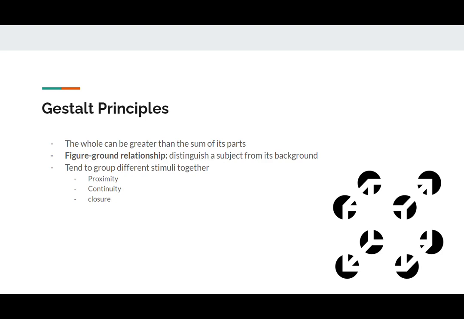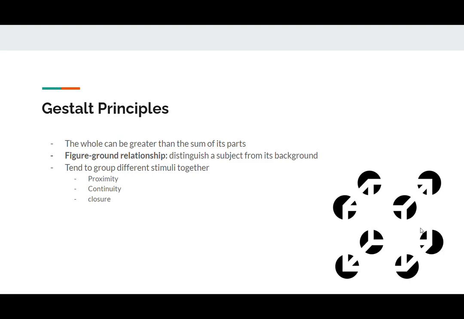We also tend to group different stimuli together. When we group nearby objects together, which is proximity, perceive continuous patterns rather than discontinuous ones, which is continuity, and fill in gaps to form a whole object, which is closure, which is from our example of this cube here on the right corner.